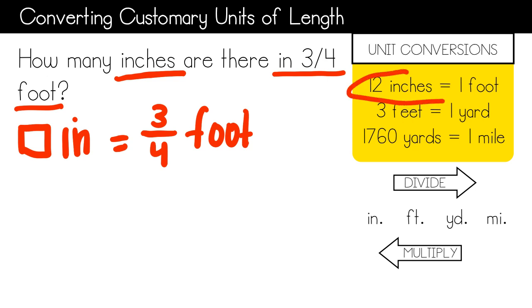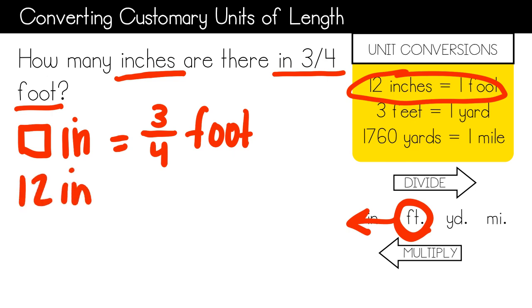Let's go over here. We're going from inches to feet, or excuse me, feet to inches. So feet, that's the number that I have, to inches. So am I multiplying or dividing? We are going to multiply. So let's write out what we know so far. 12 inches equals 1 foot.